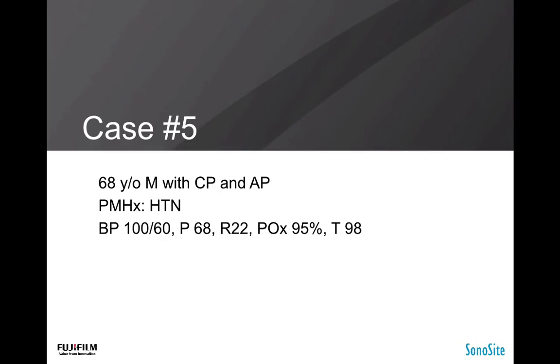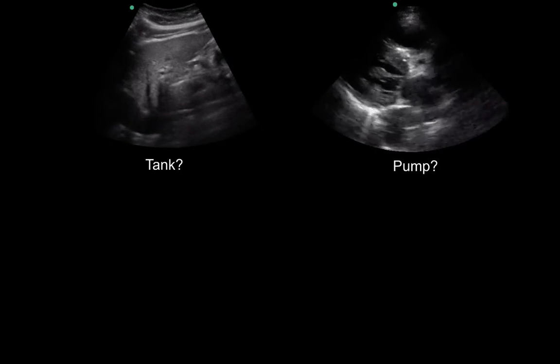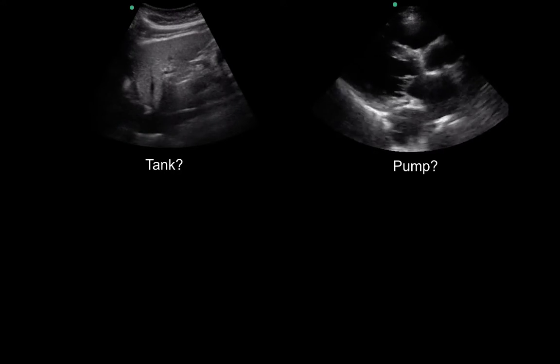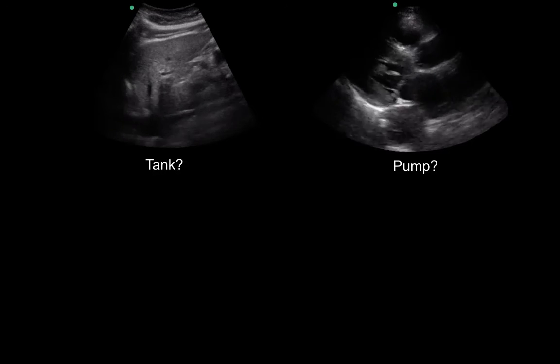Our last case is a 68-year-old male with chest and abdominal pain and a history of hypertension. Our scan of the IVC shows a flat, empty tank. The pump evaluation shows normal contractility, but something looks wrong. Pay attention to the descending thoracic aorta. It is massive.